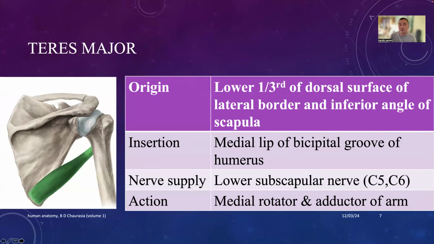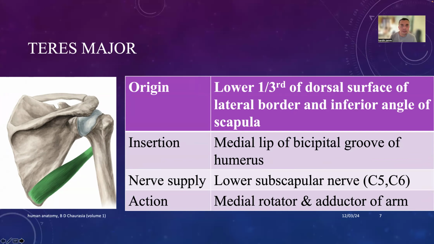The last muscle from the scapular region is teres major. So ये origin होता है lower 1/3 of the dorsal surface of the lateral border of the scapula and inferior angle of the scapula. वहाँ से origin होगा. We can see in the diagram कि dorsal surface के lateral border पे से और lower angle में से या inferior angle में से वो origin हो रहा है.